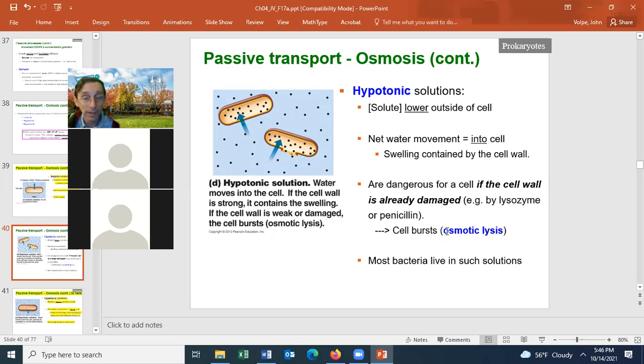Most bacteria live in a hypotonic solution where there's more water outside the cell than inside the cell. And I shouldn't say all bacteria, but many bacteria. Like, for example, most bacteria that invade your blood and then cause a blood infection, there will be more water outside the cell than inside the cell. And that would be a hypotonic solution. And that's why penicillin G would work in that case. All right, any question about any of that?